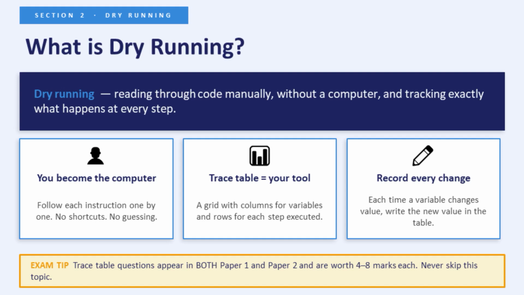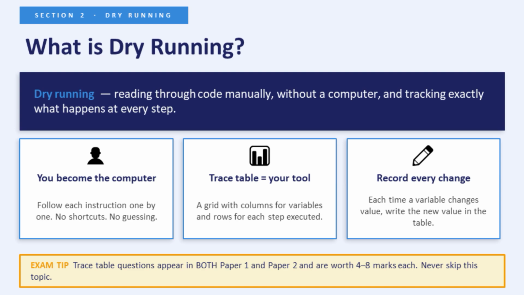Before we touch a trace table, let's answer the most basic question. What is dry running? Dry running means reading through code manually without a computer and tracking exactly what happens at every single step. You become the computer. You follow each instruction, one by one, and you record the result. And a trace table is simply the tool we use to record all of that. It's a grid, columns for each variable, rows for each step. Every time a variable changes its value, you write the new value in the table.